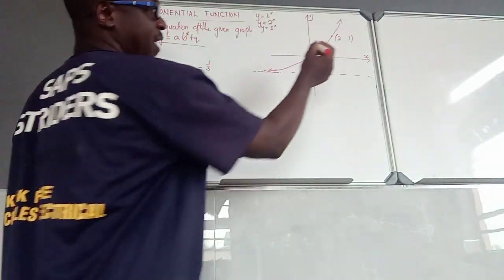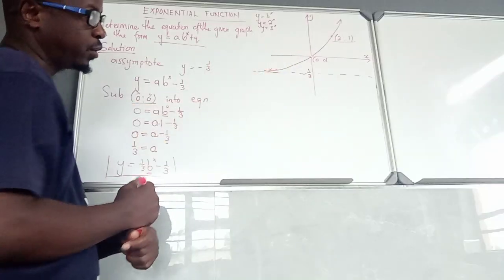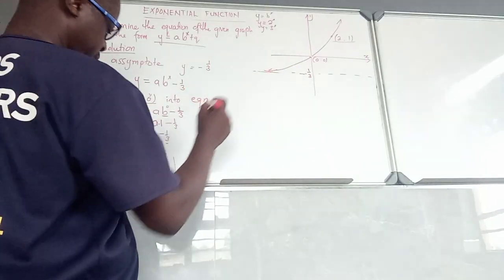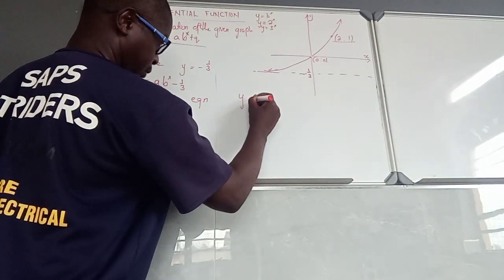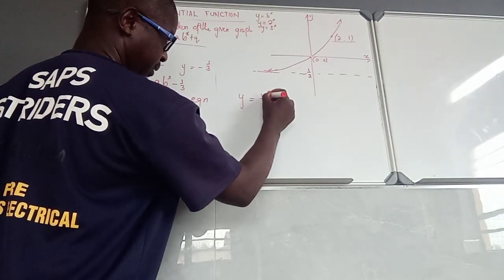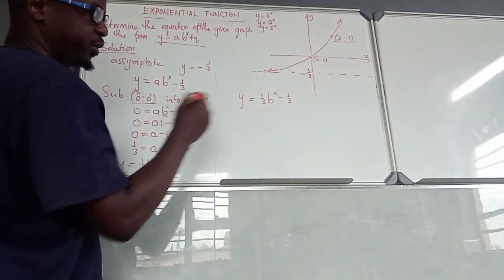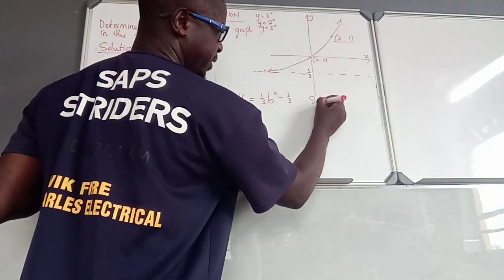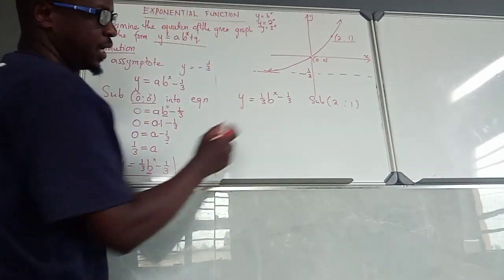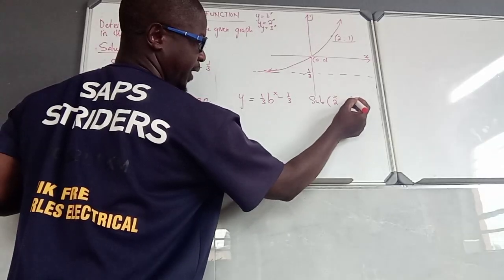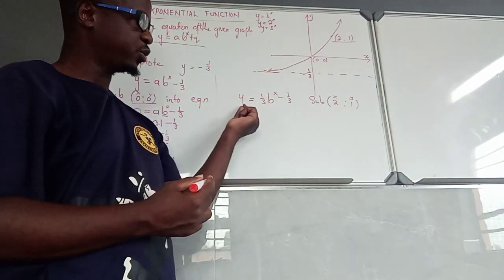We once again look at another particular point, which in this case we have got 2 and 1. So we are going to come back here, we rewrite our equation to say y is equal to a third b to the power of x minus a third. Let's substitute again 2 and 1, which is this point. We know this number is representing an x and this one is representing a y. So I'm going to take this point and substitute into our equation.